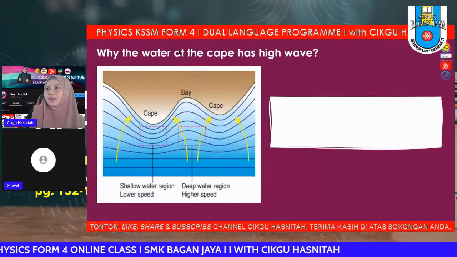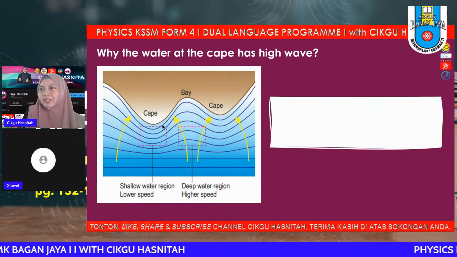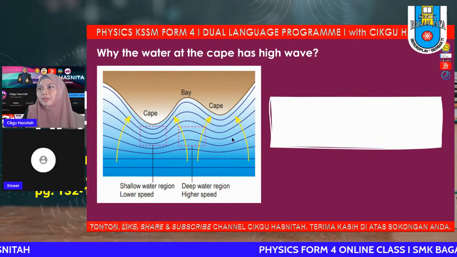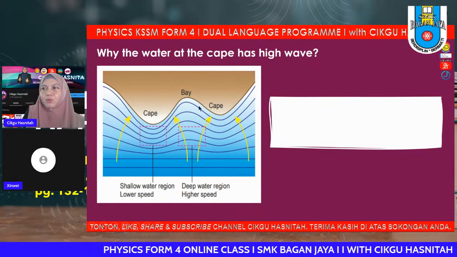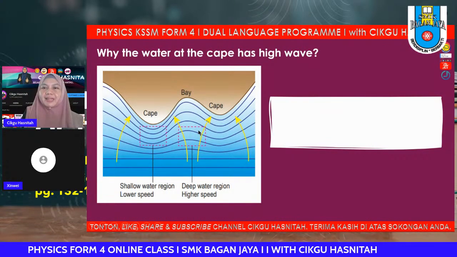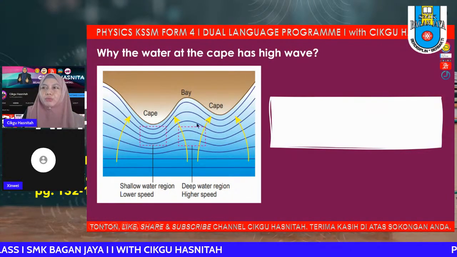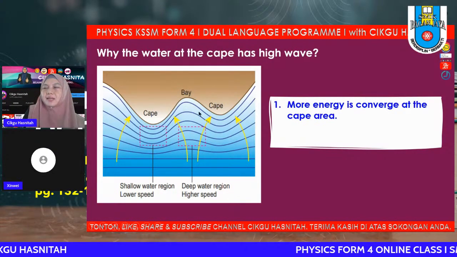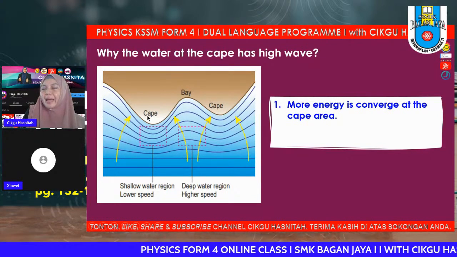Okay, so why does the water at the cape have a high wave? If you look at these two regions, if you want to do an activity, which place is safer, at the cape or at the bay? If you want to swim, where? At the cape or at the bay? Normally we choose to swim at the bay because the water there is calmer compared to the water at the cape. What happened at the cape?